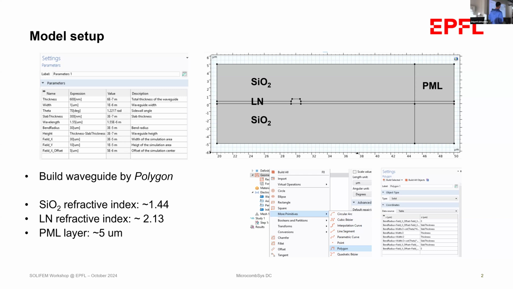Yeah, this is the basic structure we need to simulate the bending loss with this slab. And also, I show you how to use this polygon to construct these structures. And here is the refractive index I choose.